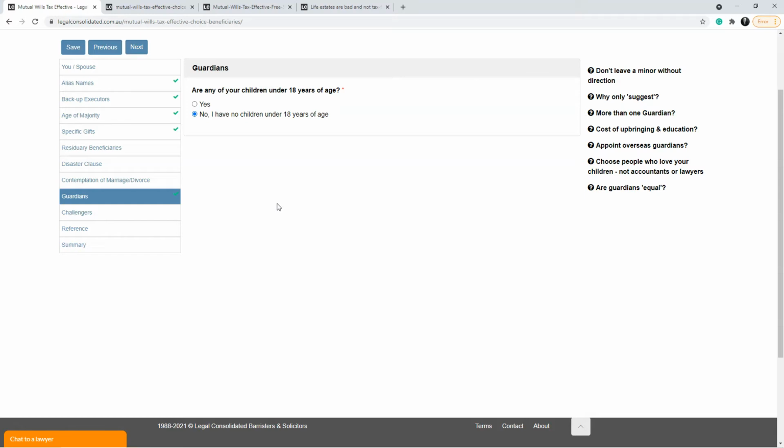I think it's a good idea to put it in a will because it's a very solemn document prepared by an Australian law firm, Legal Consolidated. So I think it's a good idea to do it. And I've been practicing since 1988, and I've never known the courts to override the wishes of a client that we prepared wills for.